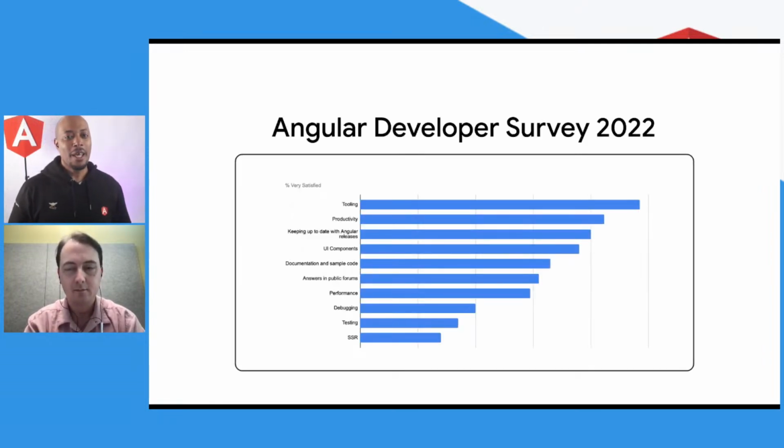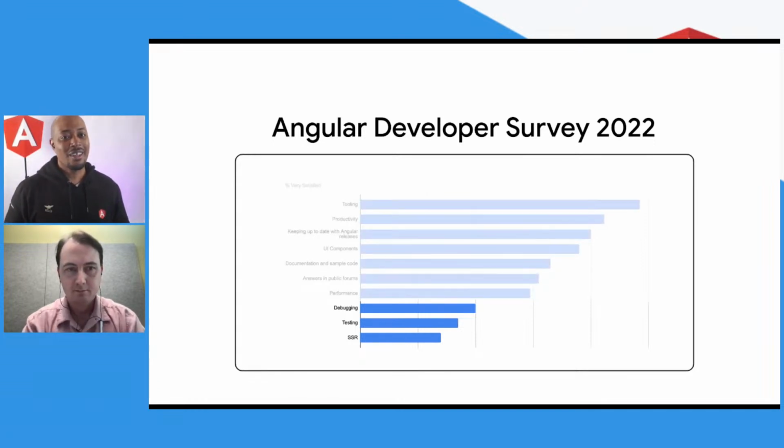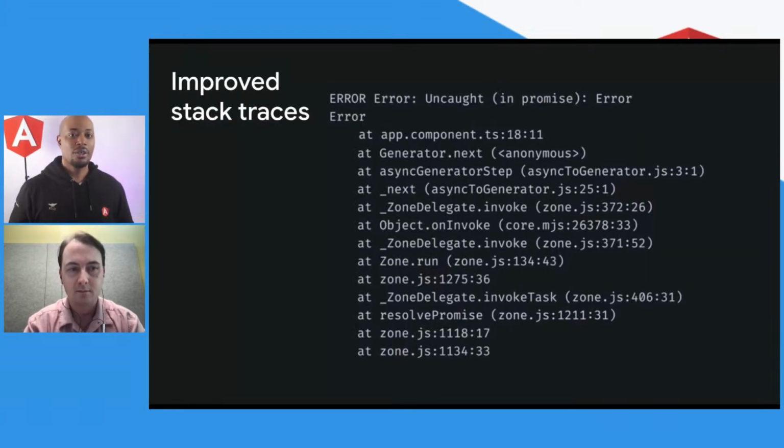Now here's something interesting. When we look at the developer survey, the streets are asking for better support in a few specific areas. And we agree we can better support the debugging experience, the testing experience, and server-side rendering. Look at these metrics of satisfaction. Y'all are not happy, and we understand. Okay, we understand.